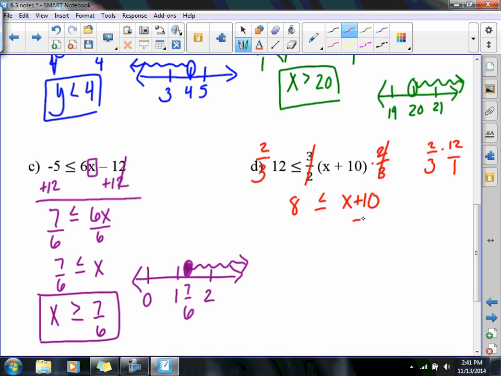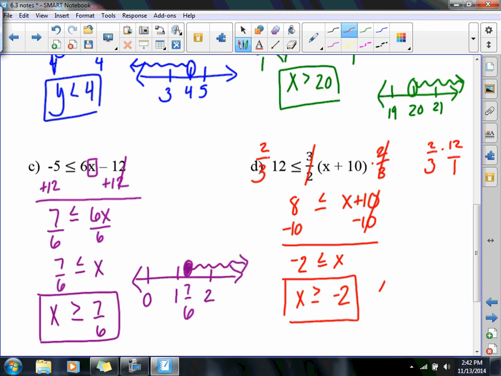Then to finish solving for x, I have to subtract 8. I'm sorry, subtract 10 from 8. So then I get -2 is less than or equal to x. And then I do want to flip my statement around. So I have to flip my inequality sign around as well.